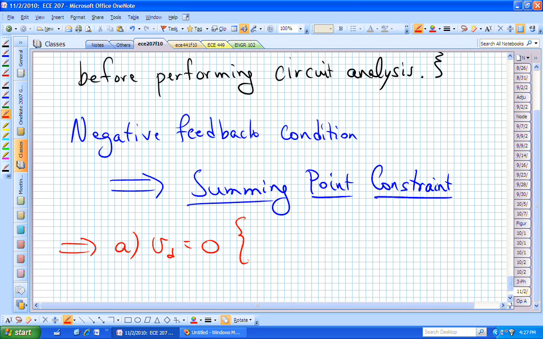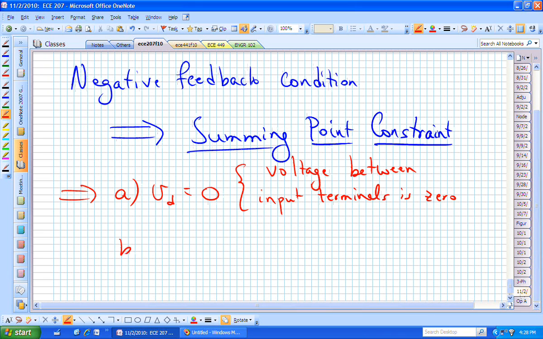What was V sub D? The difference between the inverting and the non-inverting leads or points or nodes or pins was zero. Between those two pins is 0 volts. That's what the summing point constraint says. And that's what the negative feedback does. It ensures that condition is true. So we have a voltage between the input terminals being forced to zero with the summing point constraint. That's really the summing point constraint.